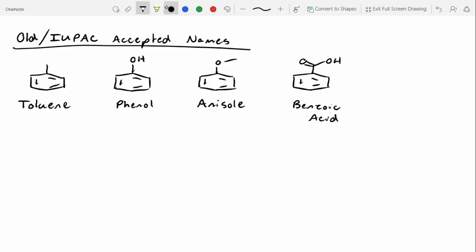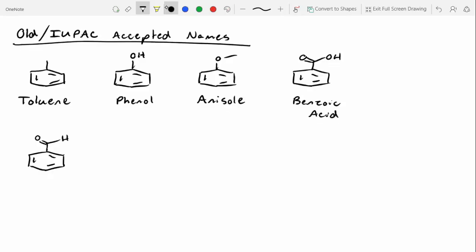We've got a few more. You guys know this one. What's this one called? Benzaldehyde. You guys made this in lab?